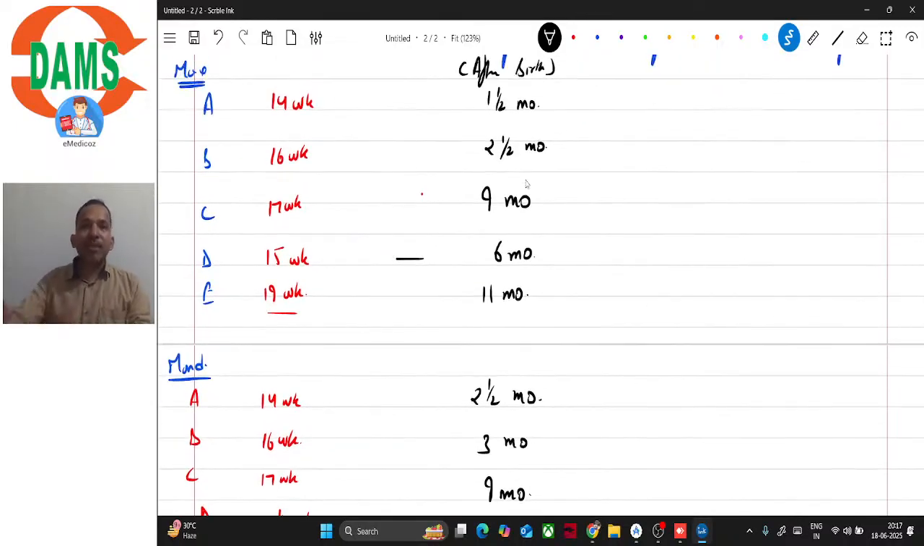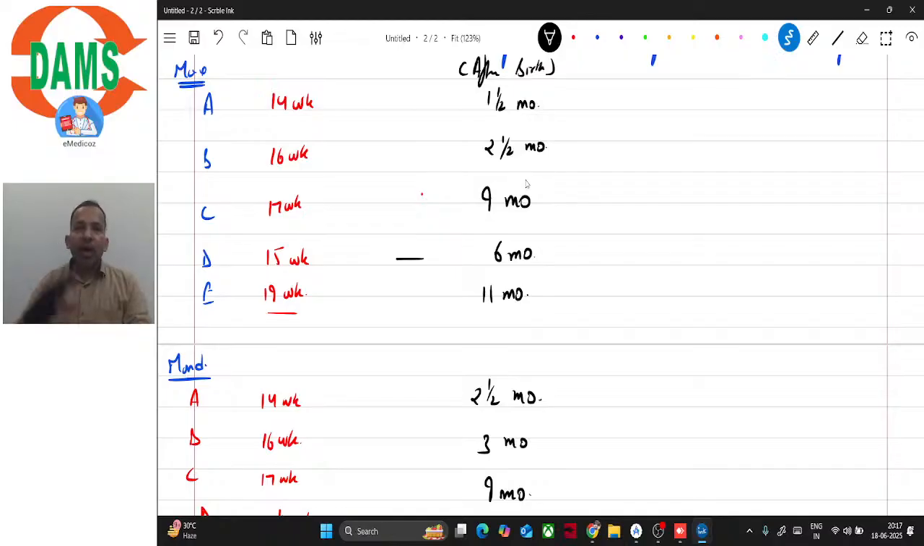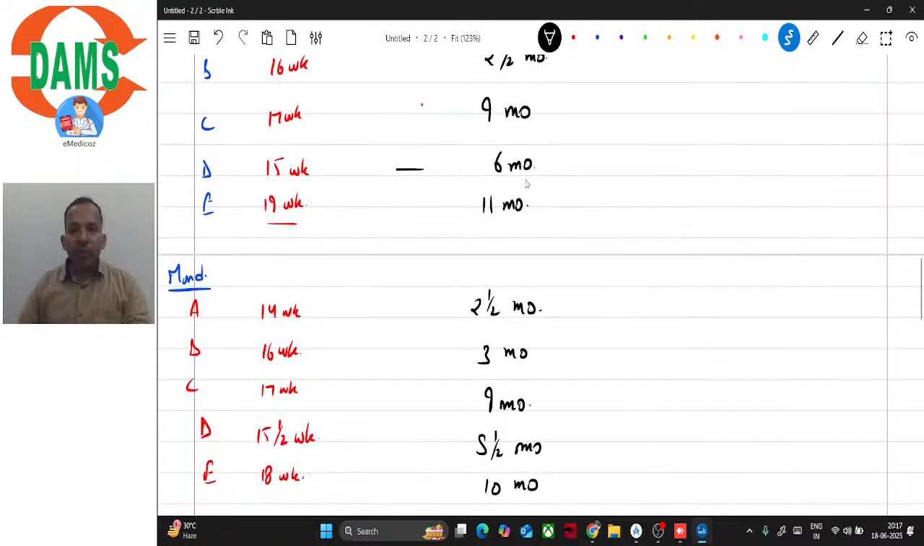So let's revise it once again. As I told you, the dates are 1.5, 2.5, 3, then 6, then 9, 10 and 11. So at 1.5 months, the upper central incisor completes. At 2.5 months, lower central, upper lateral completes. At 3 months, lower lateral completes. At 6, upper and lower first molars will complete. The lower first molar half a month before the upper first molar, isn't it? So lower molar completes at 5.5 months.